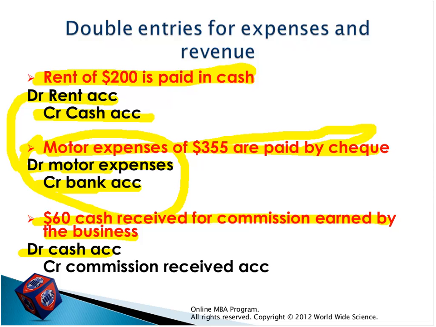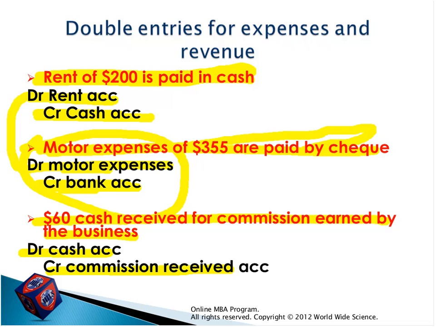Next one, the commission received, which is the transaction related to our businesses, right? That we produce some services, and it will also be increased, and we show it on the credit side. Why? Because this is our revenue. When revenue or income is increased, we show it on the credit side.